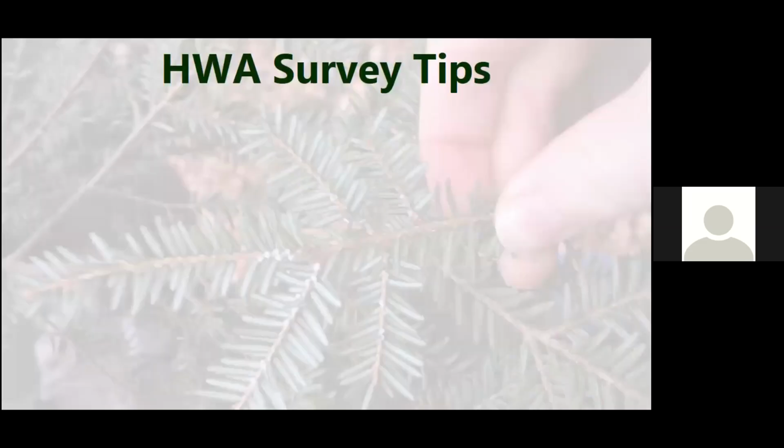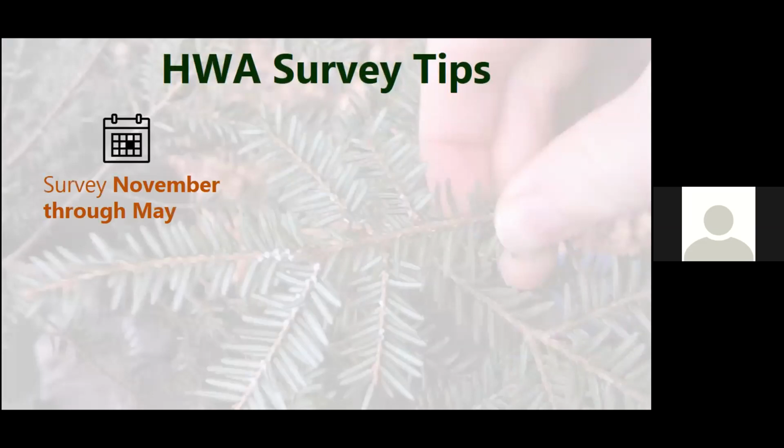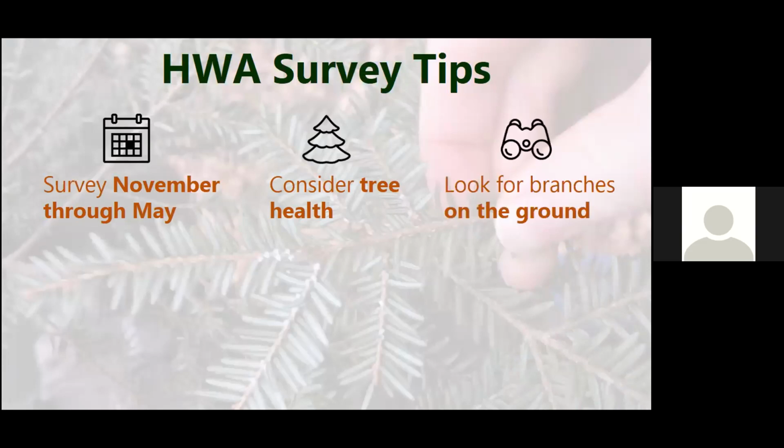So a few survey tips if you're going out to look for HWA. The first is to go out during that best time of year to see HWA. If you want to see those white woolly masses, it's best to go kind of November through May. The next is to consider tree health. So if you're seeing a hemlock tree that's maybe got some dead branches, maybe has a pale grayish appearance, is losing needles, you'll want to look a little closer at that hemlock tree.